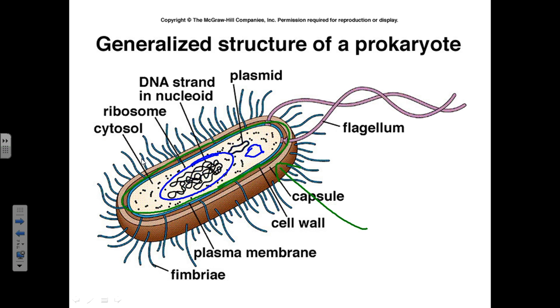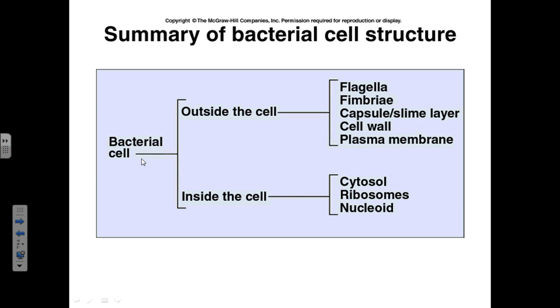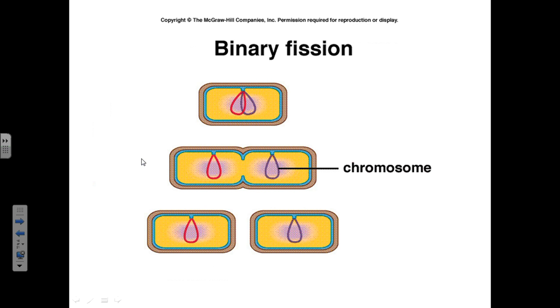But they're all going to have these little dot things, which are what? Ribosomes. Some have flagella, which are involved with what? There's some binary fission going on.